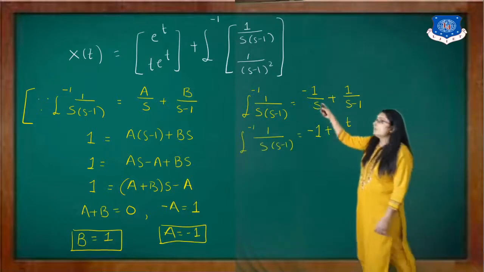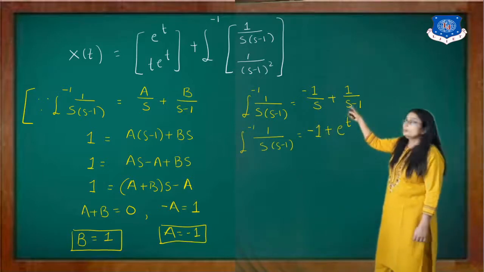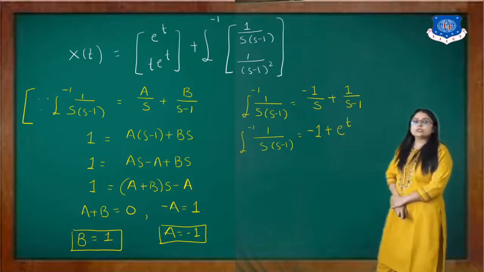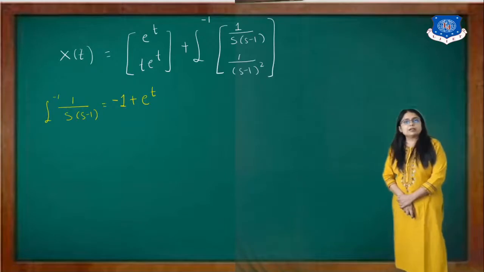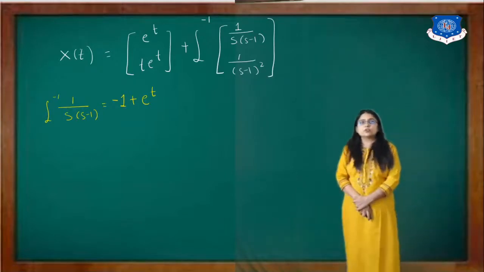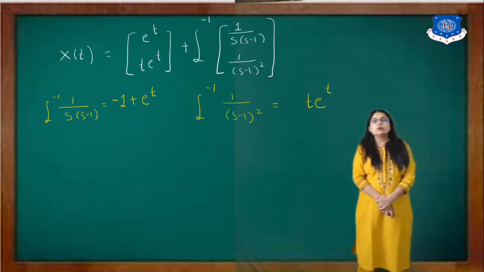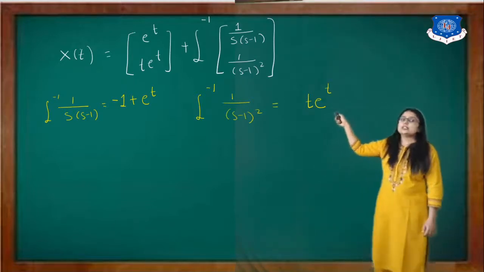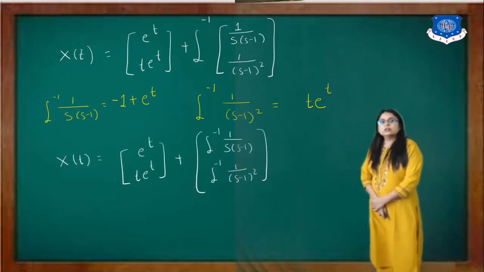So the inverse of minus 1 by s is what? It's minus 1, plus the inverse of this term, that is what? It's e raised to t. Now, see, this is what? It's the inverse Laplace of 1 upon s minus 1. And the inverse Laplace of 1 upon s minus 1 whole square, that is t into e raised to t. Simply put these two values over here.